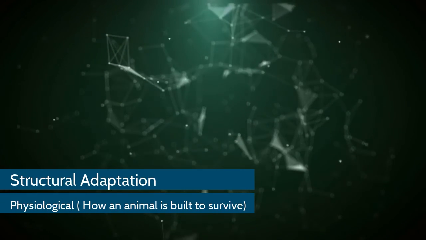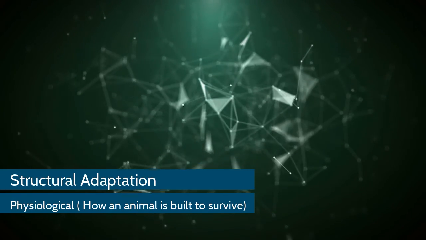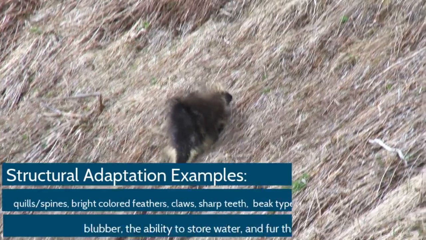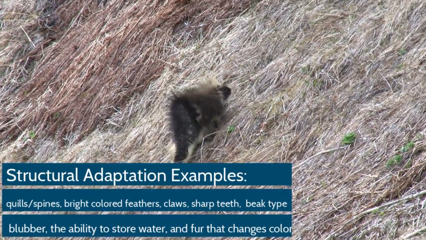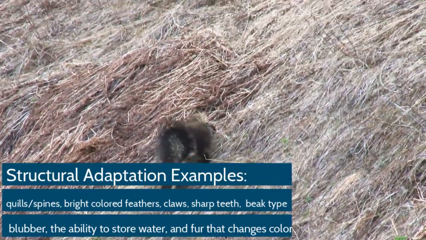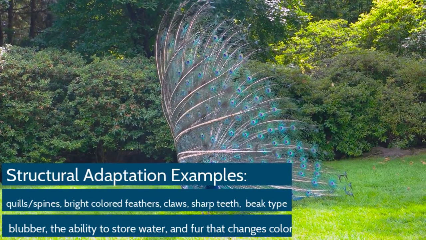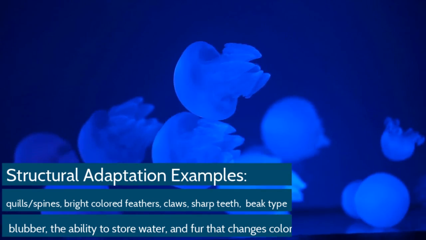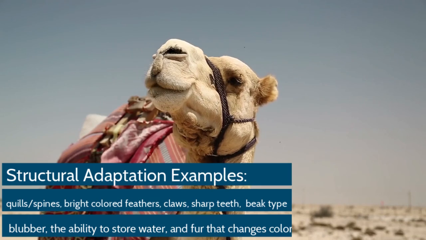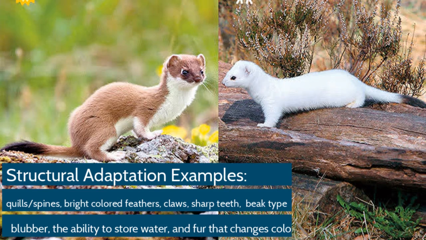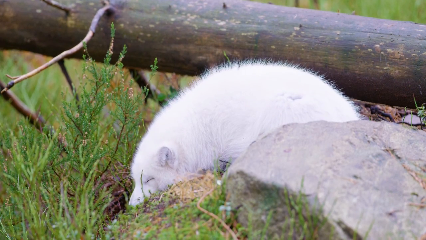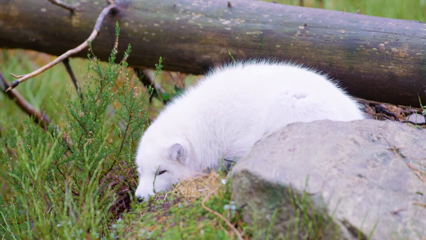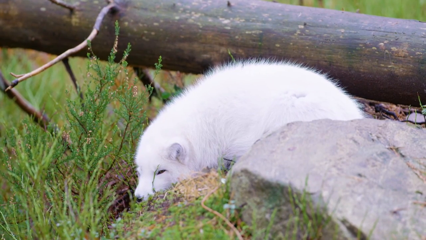A structural adaptation is a physiological method of survival. This means how an animal is built or designed to ensure its survival to the highest extent possible. Examples of a structural adaptation include having quills or spines, bright colored plumage in males, claws, sharp teeth, a specific beak type to gather food, having blubber, the ability to store water inside the body, and fur that changes color to provide camouflage in multiple climate types. Animals survive and thrive because these adaptations give them the best chance to take in nutrients, grow, reproduce, and continue contributing to the genetic line of the species.